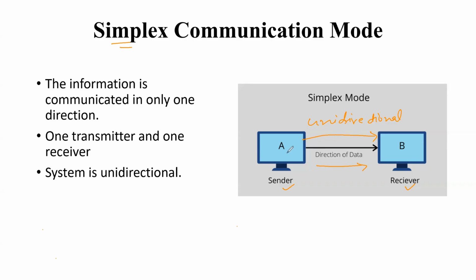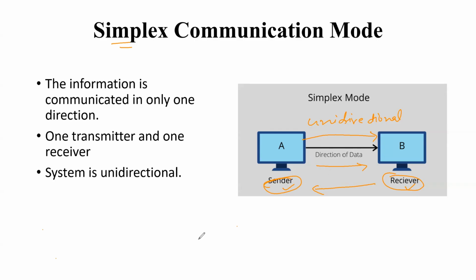Either it can go from A to B. If it is going from A to B, it will always flow in that particular direction. There is always just one single sender, and the other person will always act as the receiver. There is no way with which this receiver can send some data back to the sender. What is the real life example for it? We'll talk about it in the last slide.